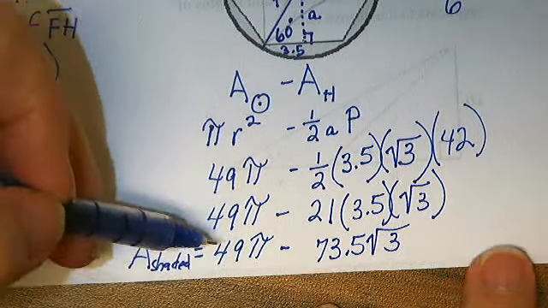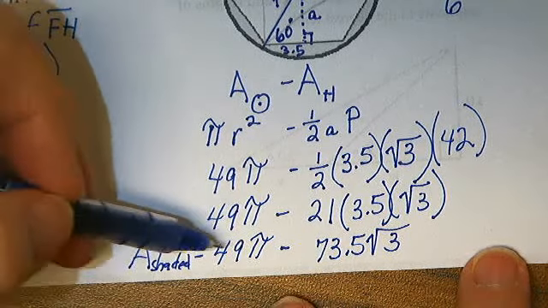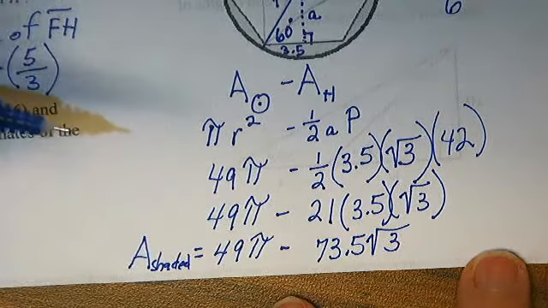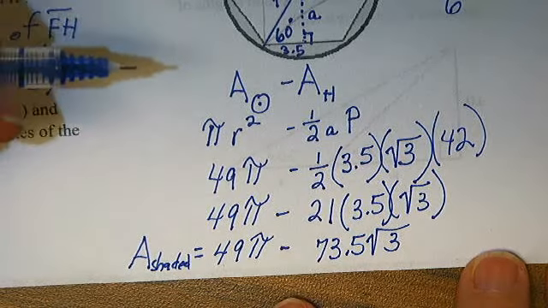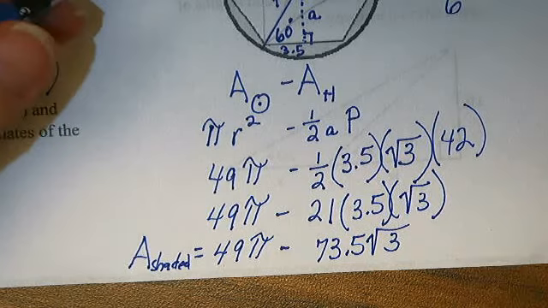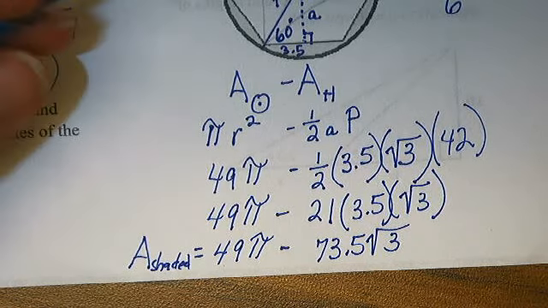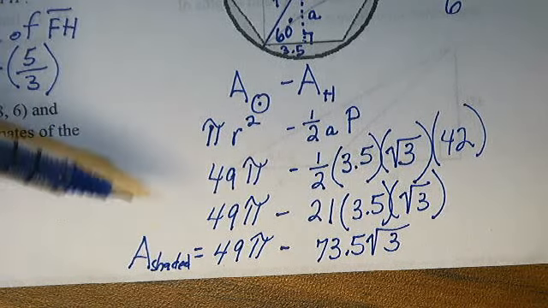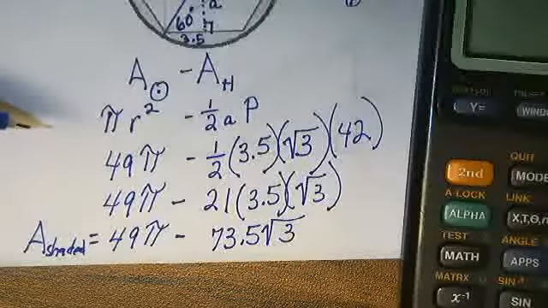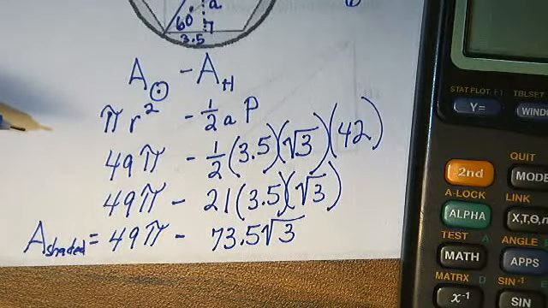Now this is a perfect answer. It's irrational, but it's a perfect answer. However, sometimes you want, or your teacher asks, for a decimal equivalent. So we do this on our calculator, and that will look like this.